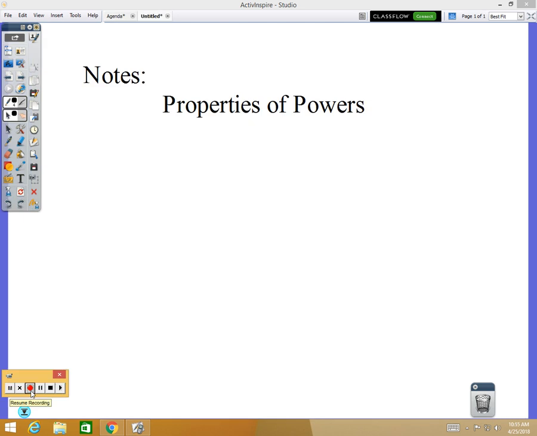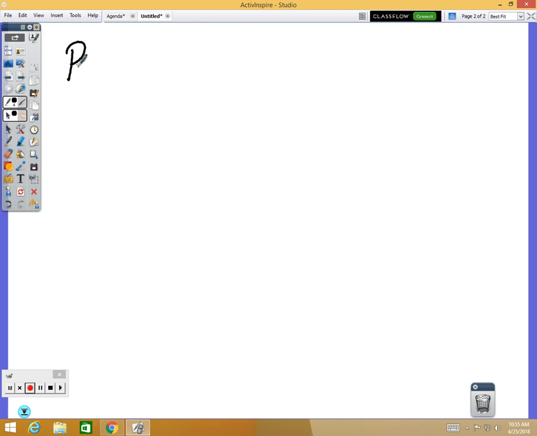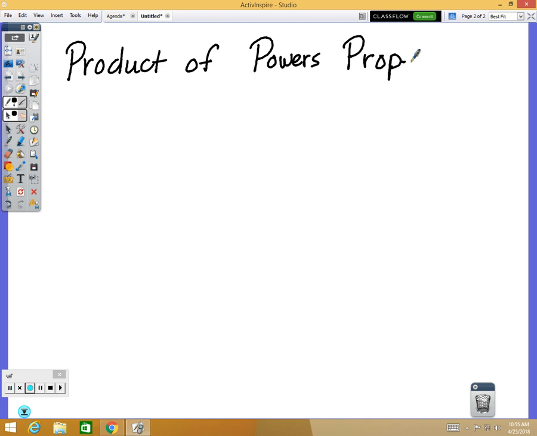Alright, so we are going to start off with the product of powers property. Kind of a tongue twister. Product of powers property. So property in math, that's just like basically saying a rule.